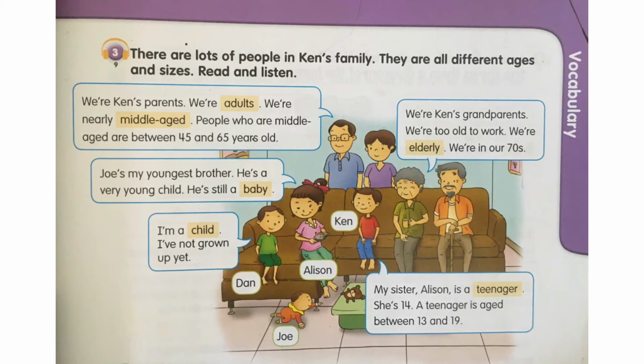Now, from the conversation, we got the conclusion that a baby is a very young child. A child is a person who has not grown up yet. A teenager is a person whose age is between 13 and 19. Adults are nearly middle age. Middle age is the person whose age is between 45 and 65 years old. And the people who are in their 70s we call elderly.